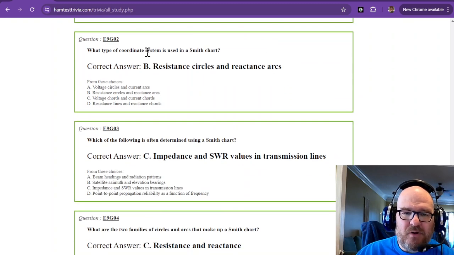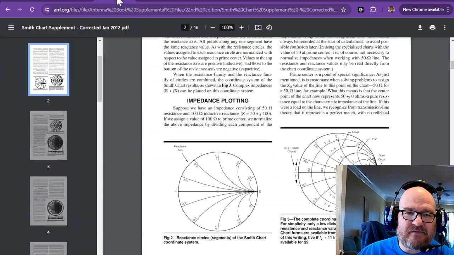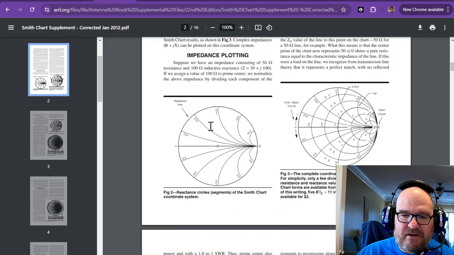What type of coordinate system is used in a Smith chart? Now, the major coordinate system is resistance circles and reactance arcs. So we have this right here. You have your resistance, which is this guy right here, the straight one, and the reactance ones are running this way. So you have resistance circles and reactance arcs. The outer portion is the reactance axis.